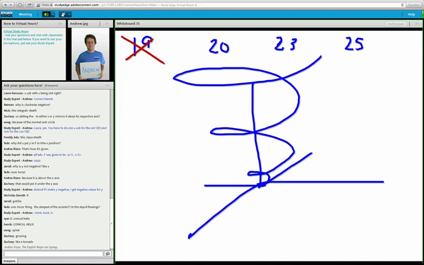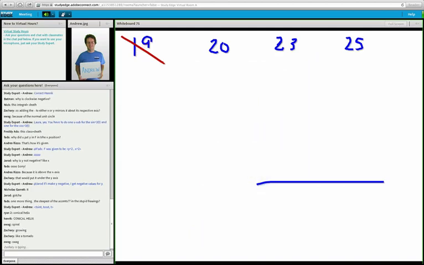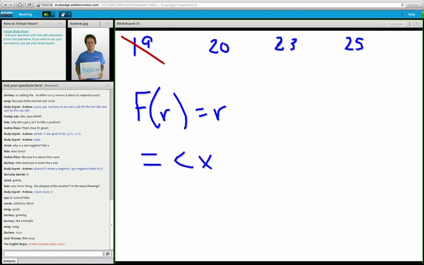The question says, evaluate the line integral of f dot dr where f of r equals r. This is what messes people up. What does f of r equals r mean? I have no idea. Okay, f of r equals r just means this. That would be x, y, z.